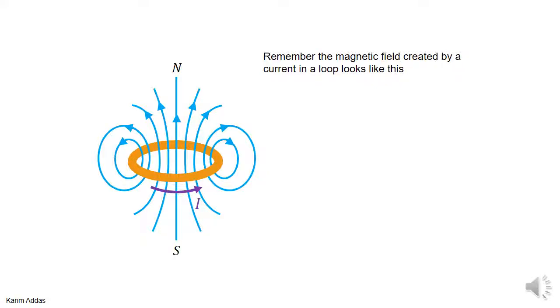Let's see what Lenz's law looks like for the case when the wires are moving and the magnetic field is constant in time. So remember first what the magnetic field looks like due to a loop of wire that has a current in it. If you put your fingers in the direction of the current, the thumb will point in the direction of the magnetic field. That's an easy way to remember how to get the direction of the magnetic field.